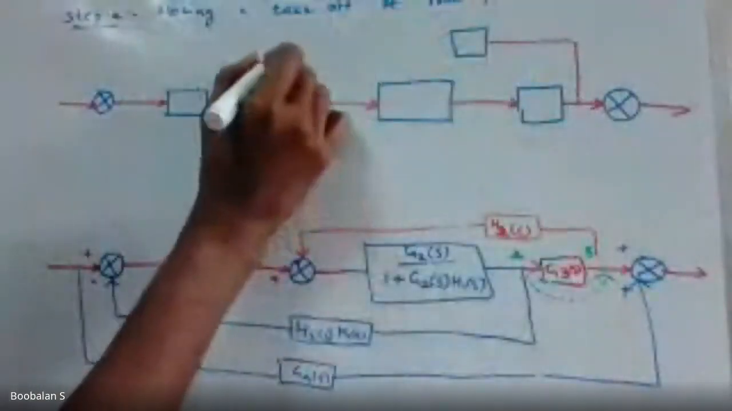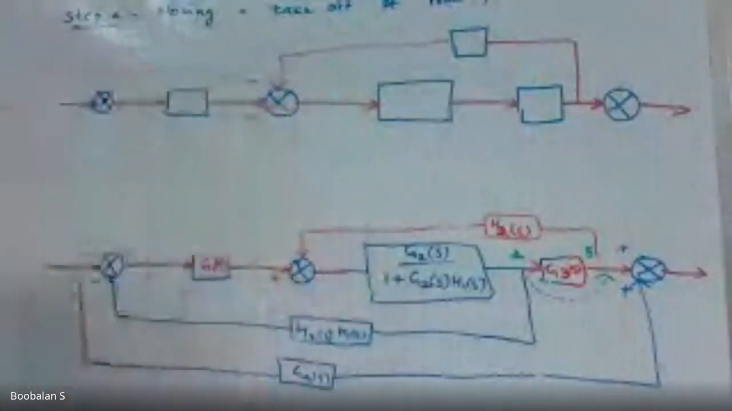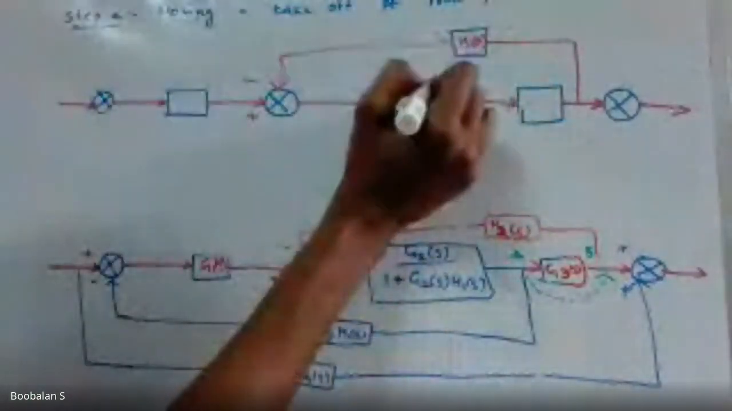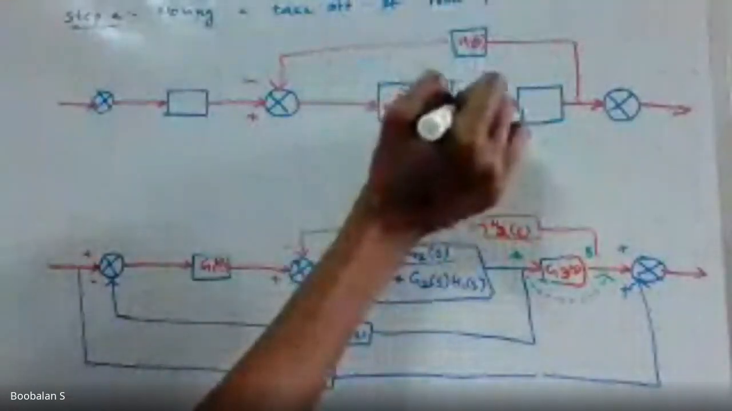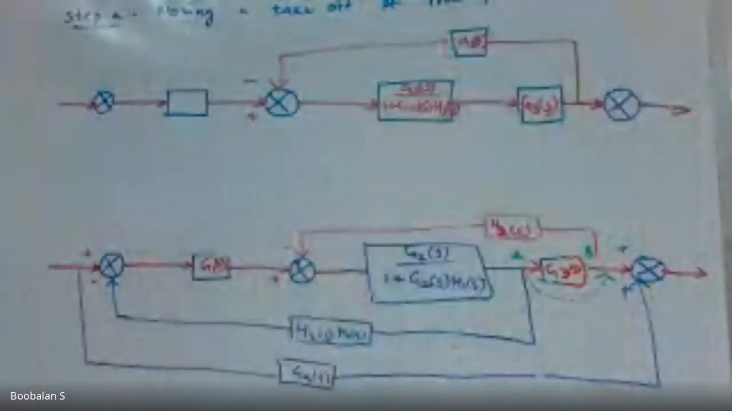So I'm just moving this takeoff point, that's all, right? Minus plus H2 of s here, G2 of s divided by 1 plus G2 of s, H1 of s, right? Here G3 of s, right? I'm just moving this takeoff point.